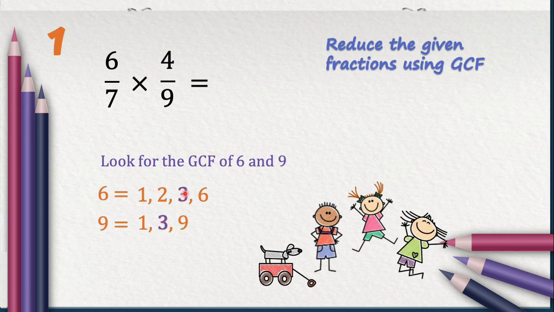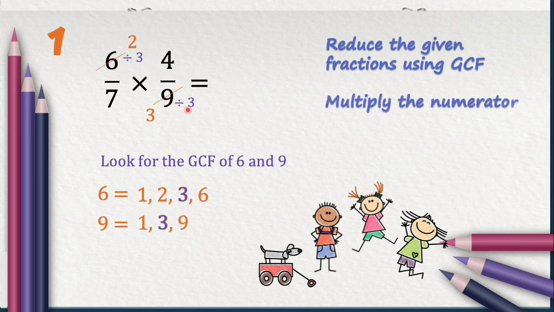Now with this 3, we will divide the numerator and denominator, 6 and 9. So, 6 divided by 3 will give us 2. And when 9 is divided by 3, that will give us 3. So, now we have simplified, we have reduced the given fractions using the GCF. So, let's proceed to the next step.